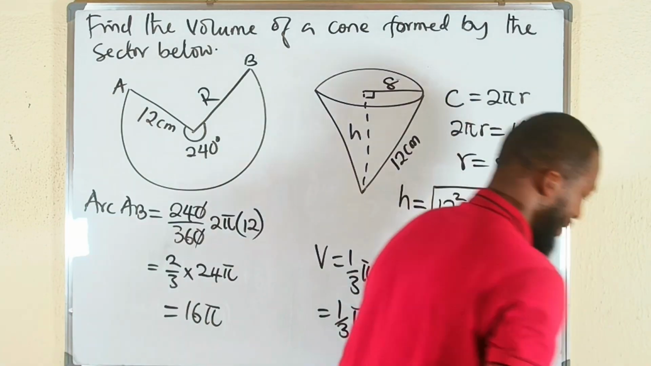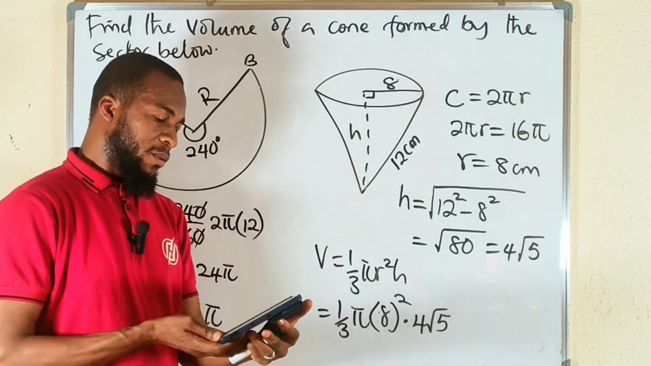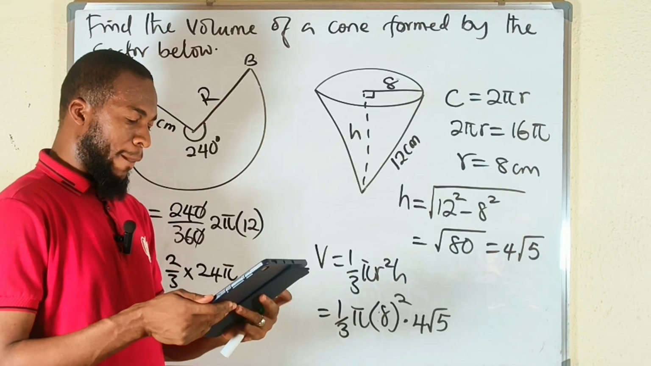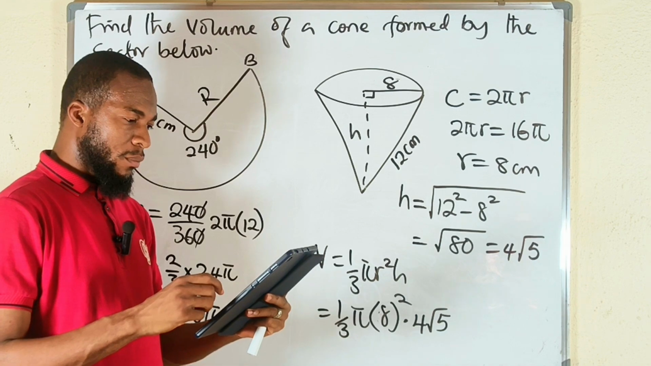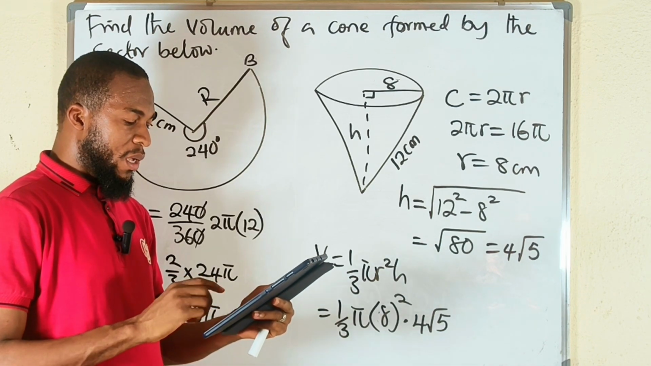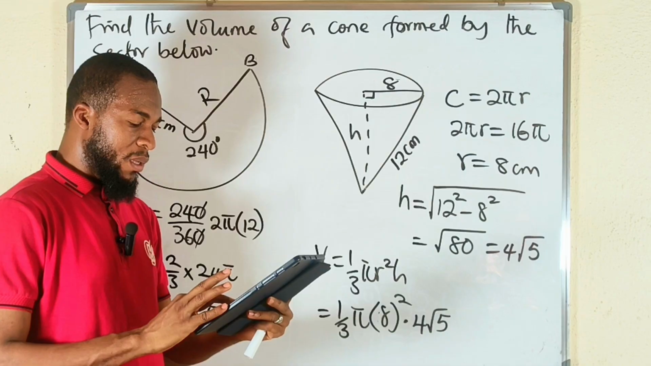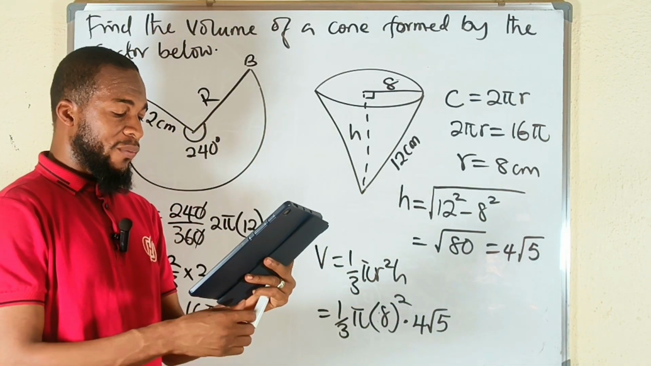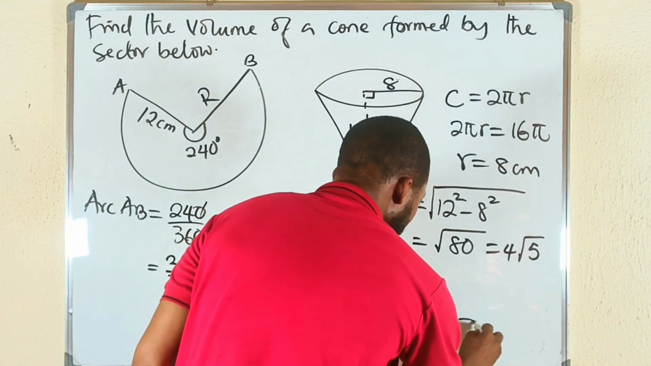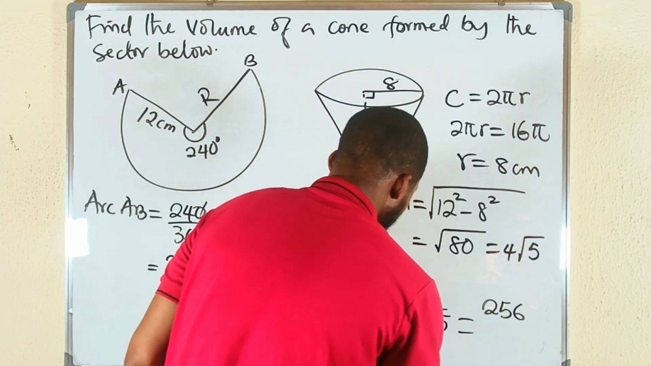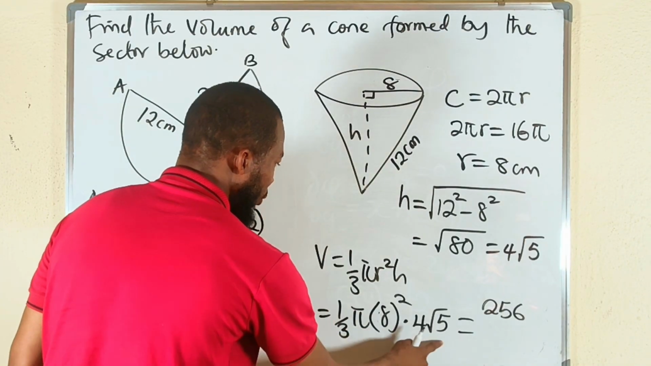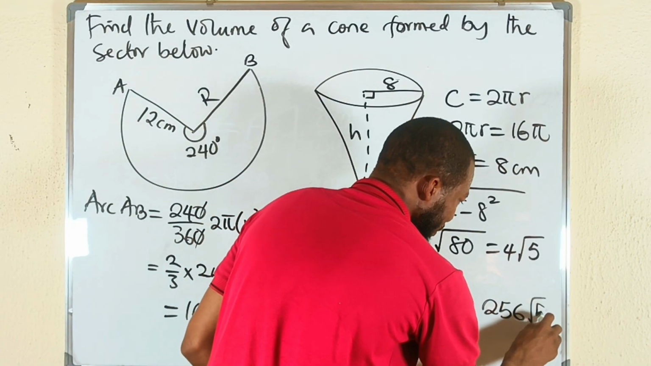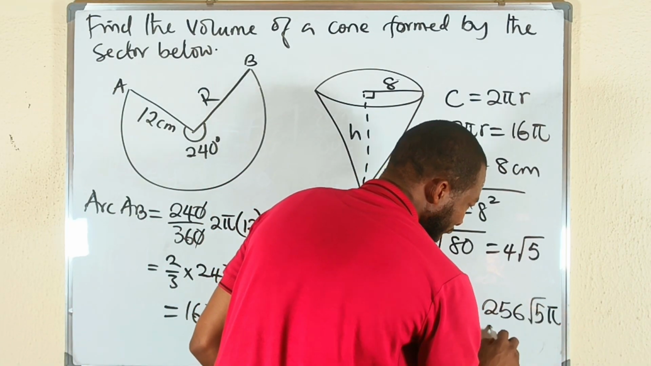Just a moment, please. I want to access my calculator. 8 times 8 is 64. Then 64 multiplied by this 4 will give us 256. 256, that is this times this. Then we have pi and root 5, right? So which one should I write first? Root 5 pi. Divide by 3.